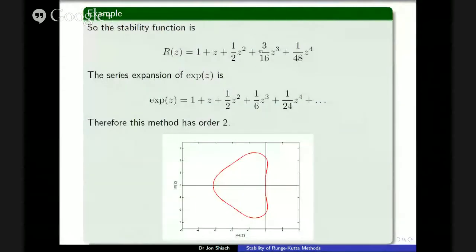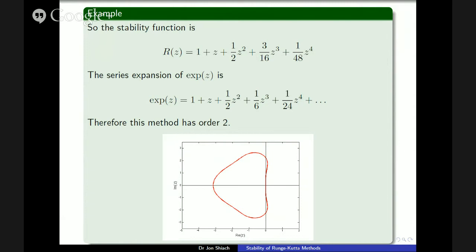Okay, this gives us this stability function. That's the stability function of our method. This is what we're aiming for. This is the actual behavior of the model solution to that model equation. And you can see these two functions agree up until the z squared term, but when it comes to the z cubed term, they disagree. So we can say this method is second order.